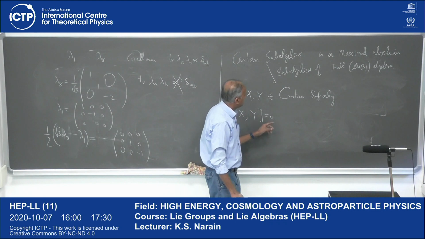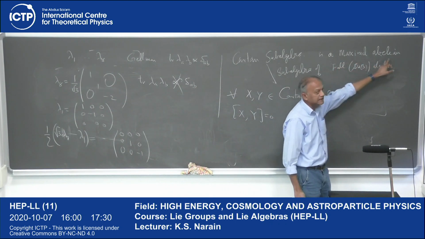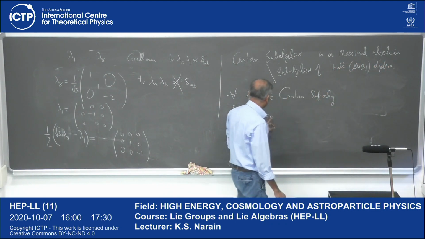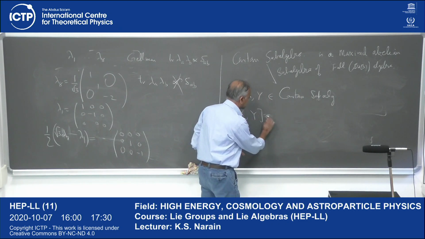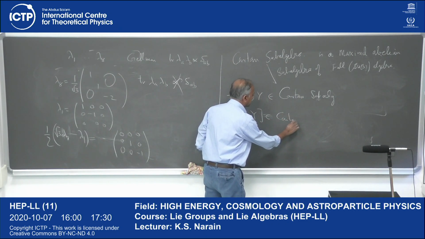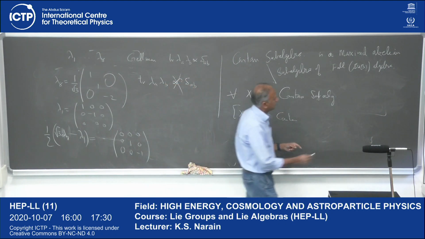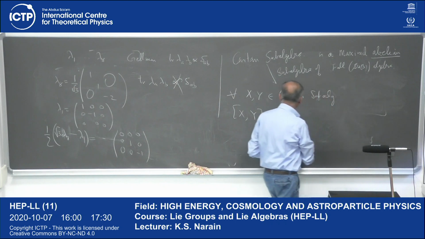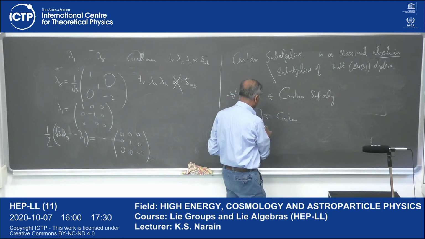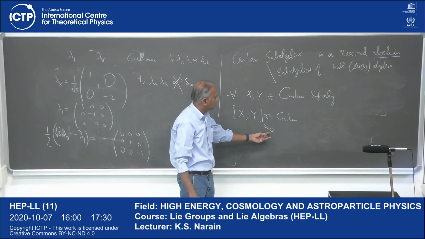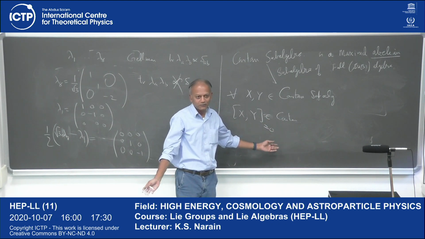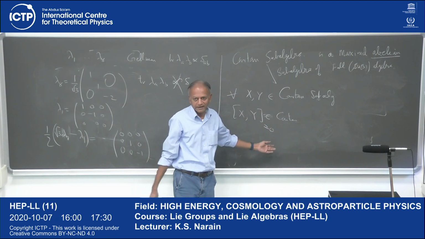This comes because, if I had not input this word abelian, then it should be that this should also belong to the Cartan subalgebra. Right? That is the definition of subalgebra. But now we are saying more. We are saying abelian. So abelian means that this must be 0 actually. Of course, 0 is an element of the Cartan. 0 is a trivial element of any algebra, right?